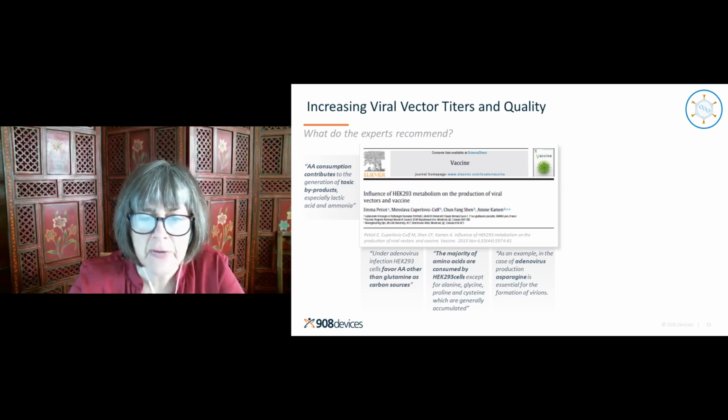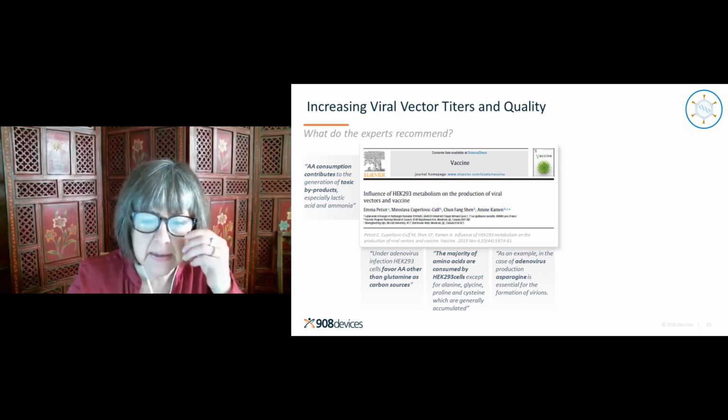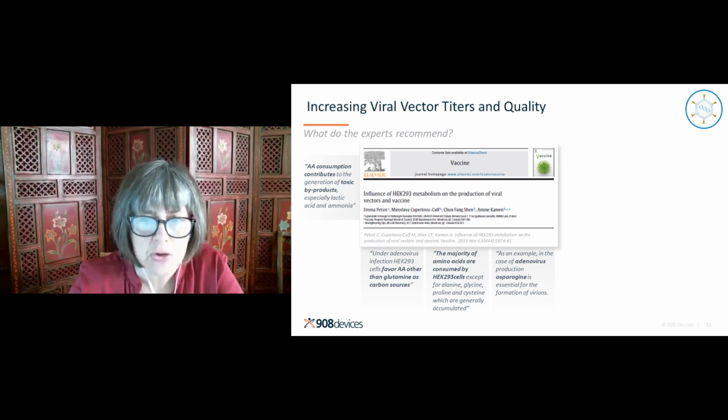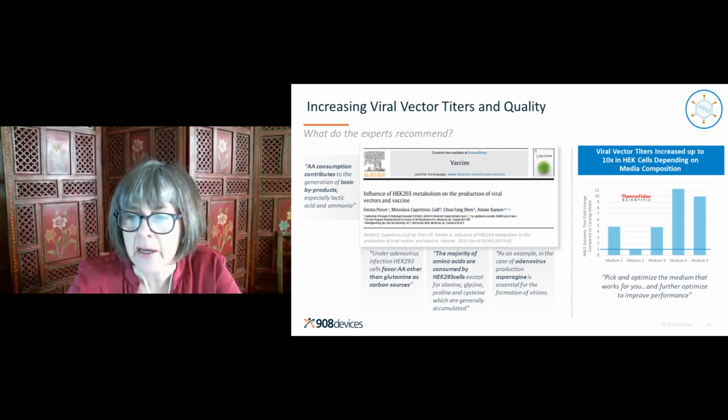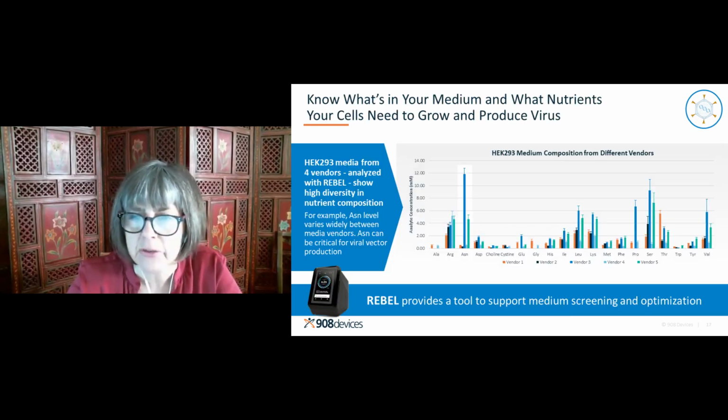And specifically, we can see some quotes here that say that, for example, for adenovirus production, asparagine is an essential amino acid for formation of virions. Another interesting fact we can pick up from media vendors is that the medium used to produce viral vectors, specifically in this case in HEK293 cells, really varies widely with media composition. And they recommend to further optimize the medium because every cell line, every system is different. So there is a need for medium optimization.